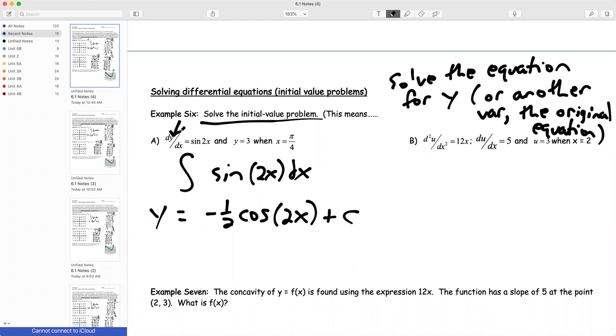Can you go back and explain how you got the -1/2 cosine of 2x? But wait, so I think what you're saying is like the antiderivative of sine of x is negative cosine.